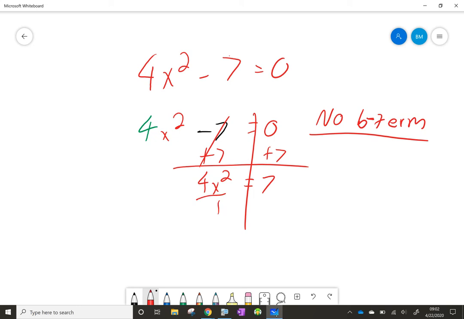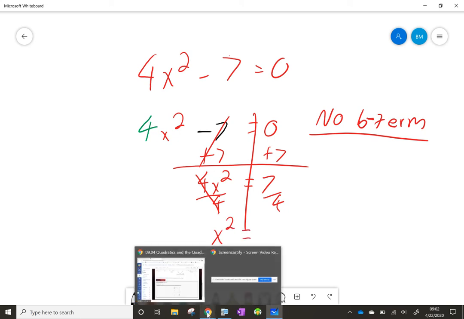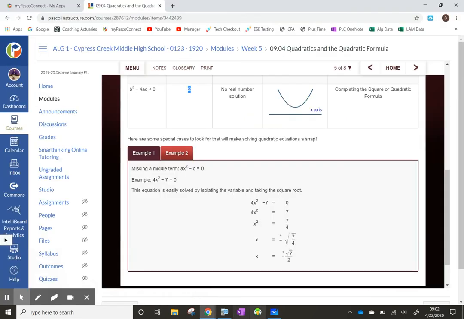Then you can divide by 4. This doesn't work out nicely. It's a fraction, but it's okay. So divide by 4. We're left with x squared equals 7 over 4. I wonder, did they use a decimal version in here? They didn't use a decimal, but I'll go ahead and make a decimal for you.